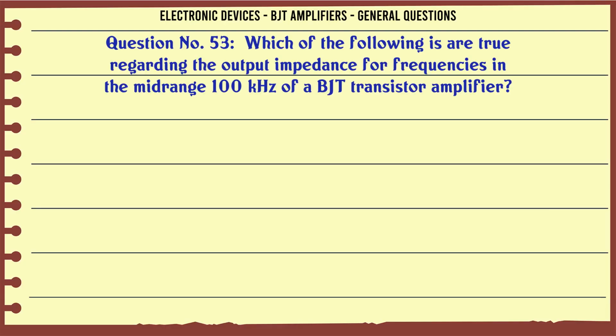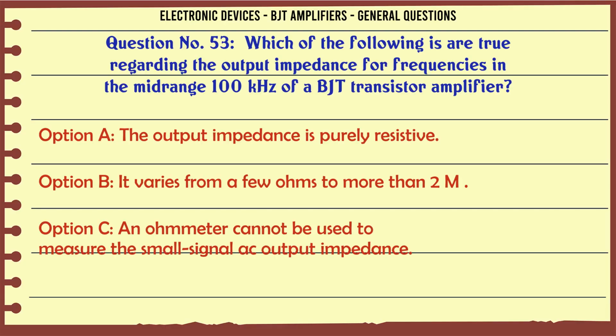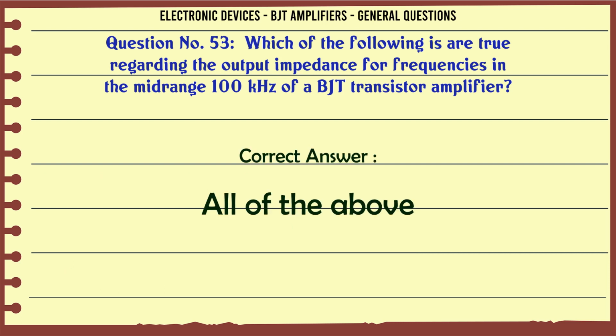Which of the following is true regarding the output impedance for frequencies in the midrange, 100 kHz, of a BJT transistor amplifier? A. The output impedance is purely resistive. B. It varies from a few ohms to more than 2 megohms. C. An ohmmeter cannot be used to measure the small signal AC output impedance. D. All of the above. The correct answer is all of the above.